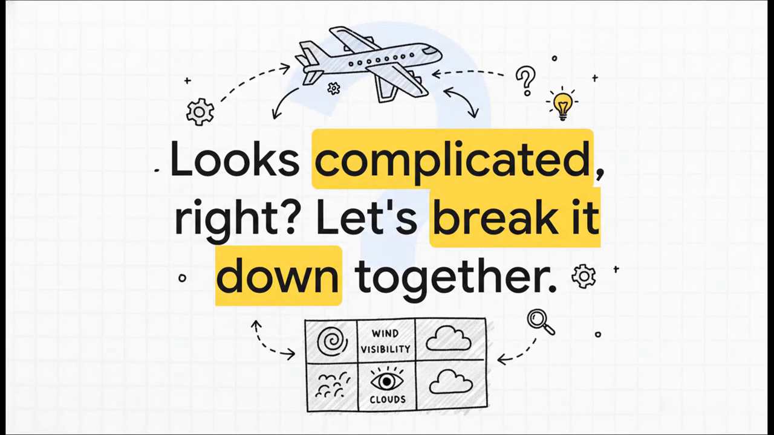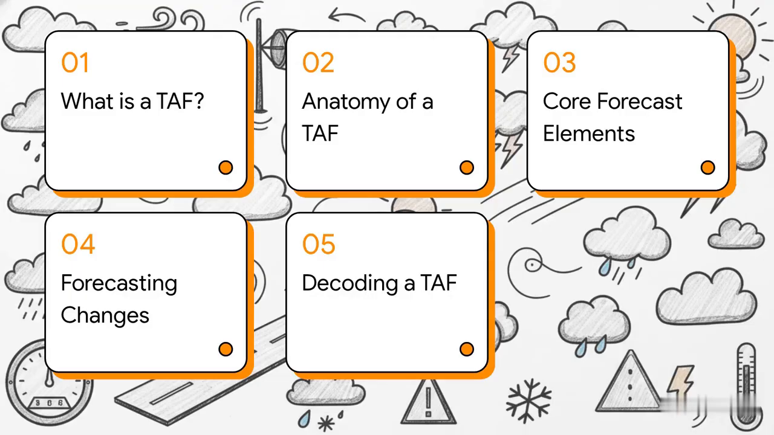But here's the good news. It's not nearly as intimidating as it looks. Every single part of this forecast has a specific job and a specific place to be. We're going to pull this thing apart piece by piece and show you exactly how it works. So here's our flight plan for today. We'll start with what a TAF actually is, then we'll look at its anatomy, decode the main elements and those all-important change groups, and then we'll put it all back together to translate a full forecast. By the end of this, you'll be reading these like a second language.